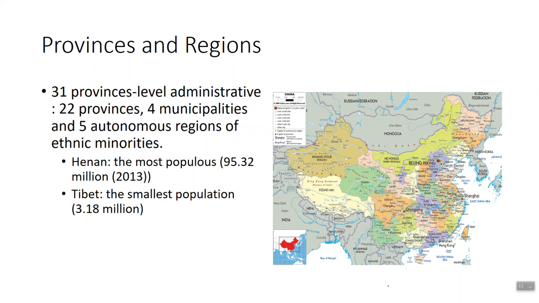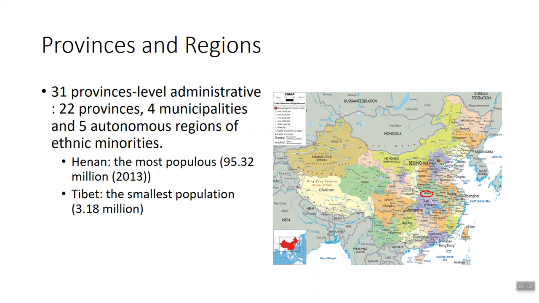First of all, let's look at the 22 provinces and see what kind of special characteristics they have. On this map, you can see the different areas are colored differently based on their provinces. For these 22 provinces, Henan, which is here, is considered like a state, and has the largest population, based on 2013 data. They have 94.32 million people.